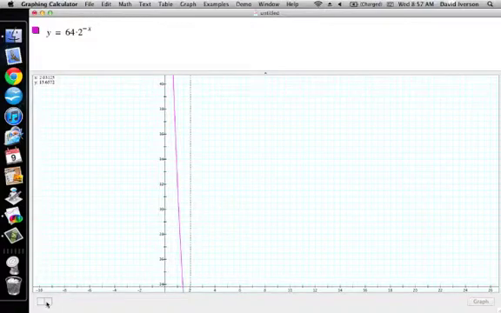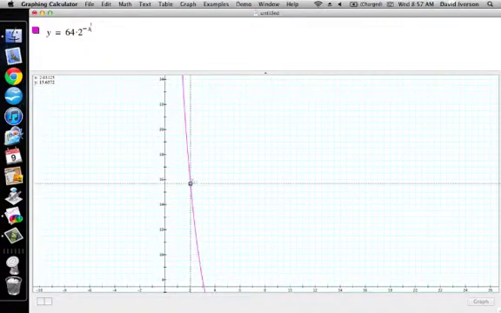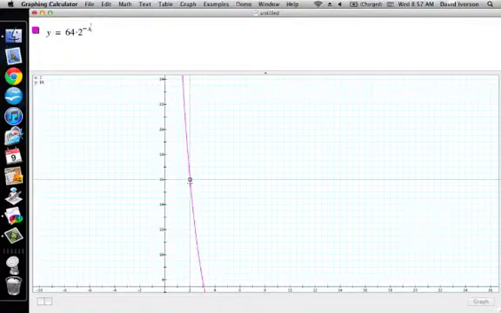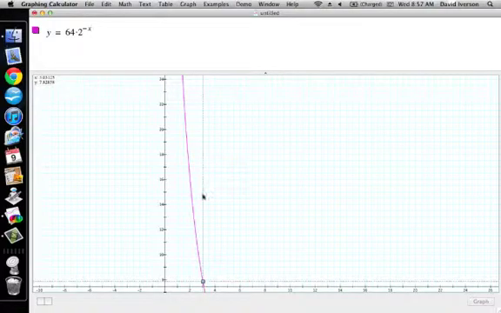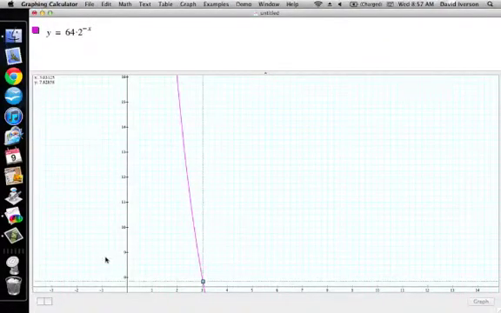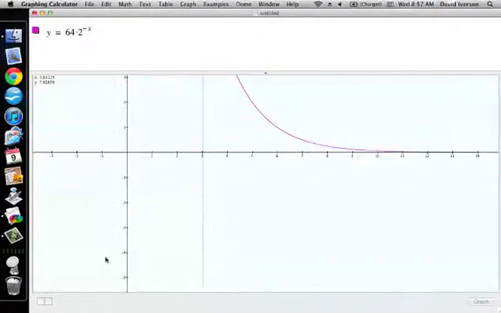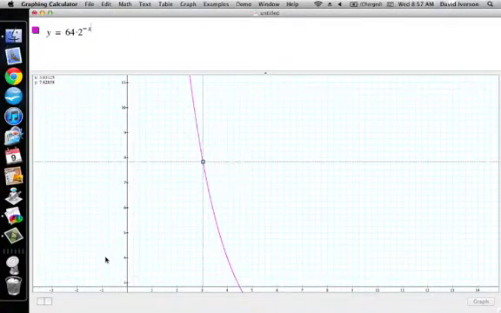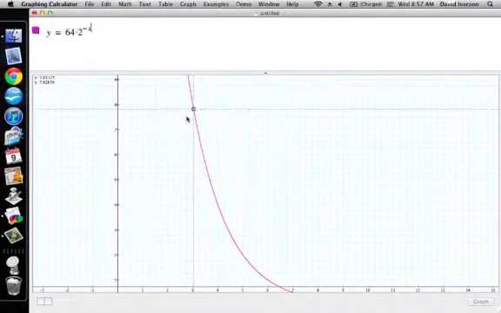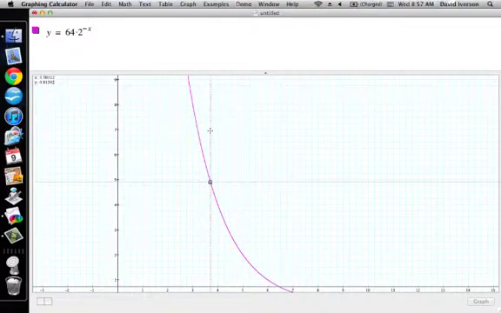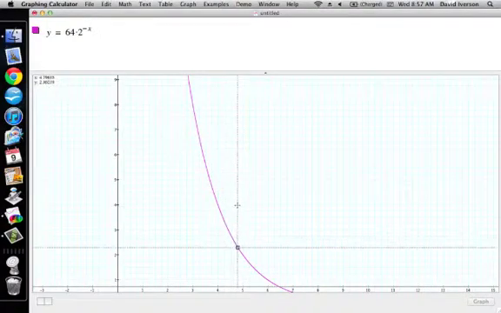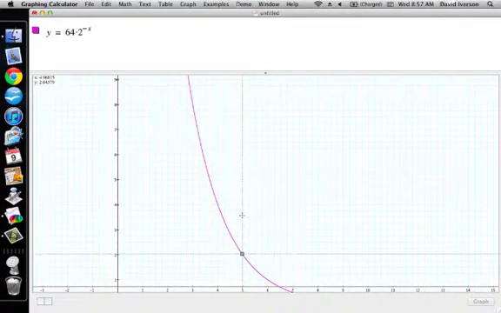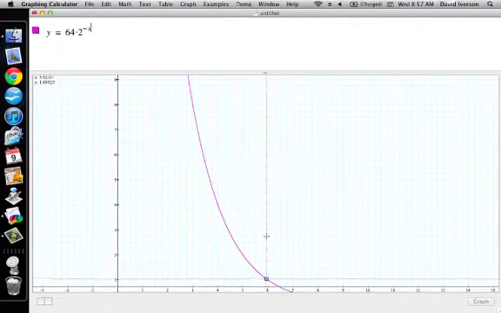let me just focus in a little bit more on that. When I go to x equals 2, I've got 16 teams. I go to x equals 3, and I've got 8 teams, and then I go down to 4 teams, and then I go down to 2 teams, and then at 6 rounds, I go down to 1 team.